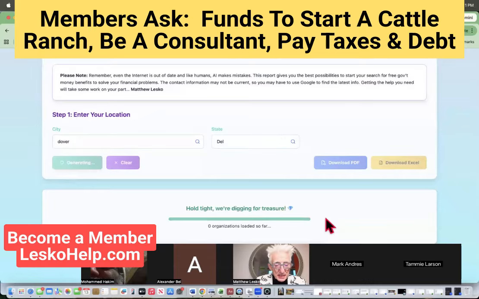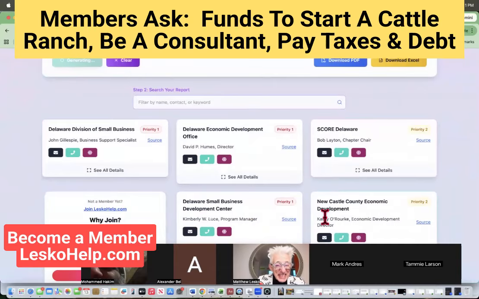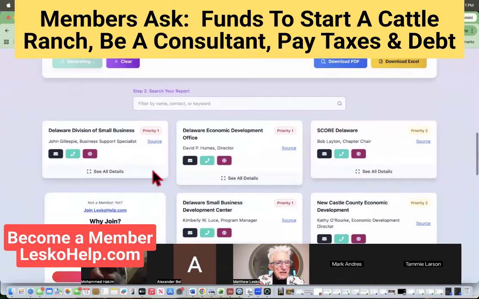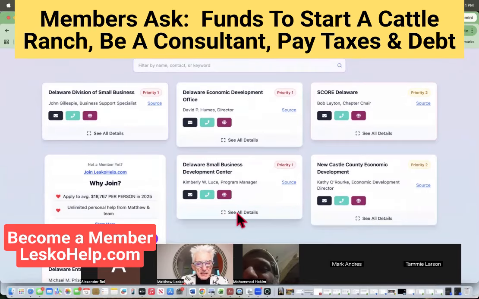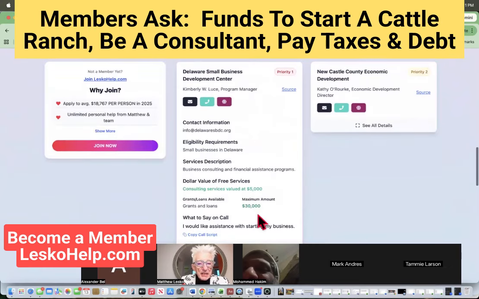Like Elon Musk. Now, Elon Musk gets over $6 million every day from the government for his business. 6 million every bloody day. So here, what I would start with is Delaware Division of Small Business, Delaware Small Business Development Center. Usually the development centers are very good. You see this here? Oh, yes. Okay, they have money and everything.